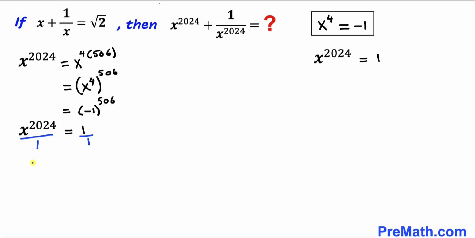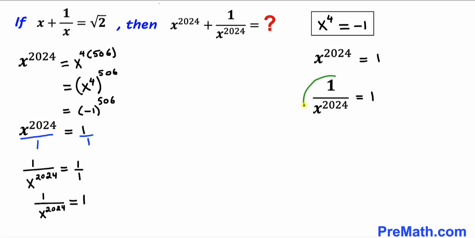So the left hand side is going to give us 1 divided by x power 2024 equals to, this is same as 1 divided by 1. And now 1 divided by 1 is same as 1. So therefore we ended up with 1 divided by x power 2024 equals 1. And here I have copied down over here as well. 1 divided by x power 2024 turns out to be 1 as well.